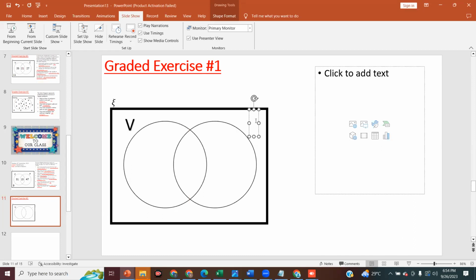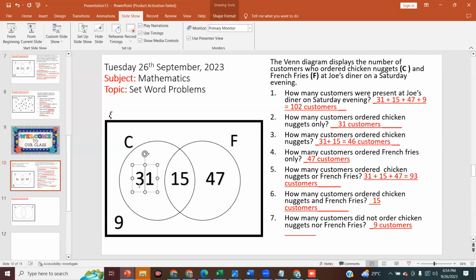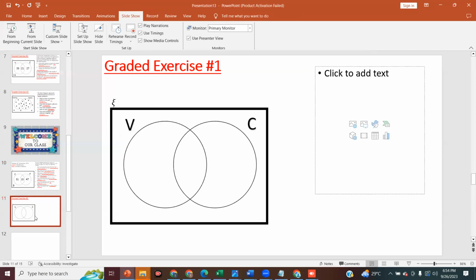But yes, we can have more than one set. In fact, we are going to do 3 sets in this class. Anyone ever did 3 sets, the one with the 3 circles? Some of you may have done that before. Okay, good. So sometimes they do have 3 circles in them.